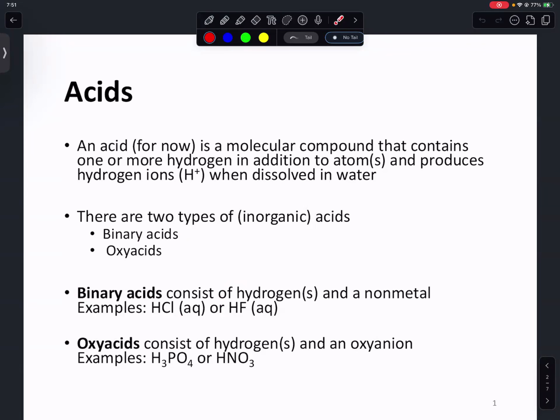And when it comes to oxyacids, similar to oxyanions, they contain oxygen in them. In this case, oxyacids will consist of hydrogen or hydrogens in addition to an oxyanion. So examples are H3PO4 or HNO3.